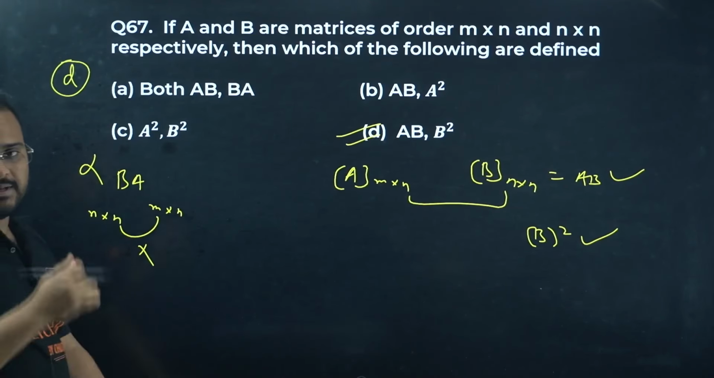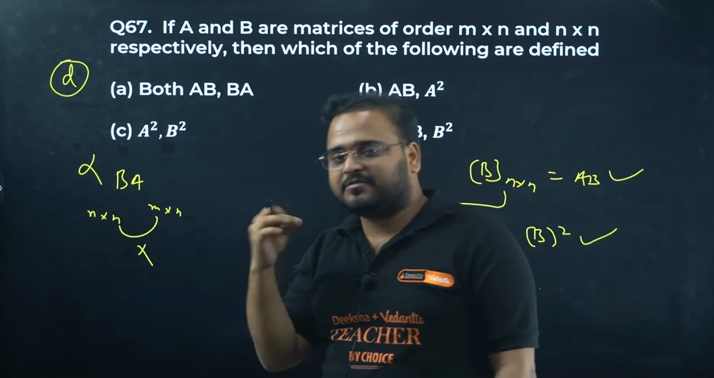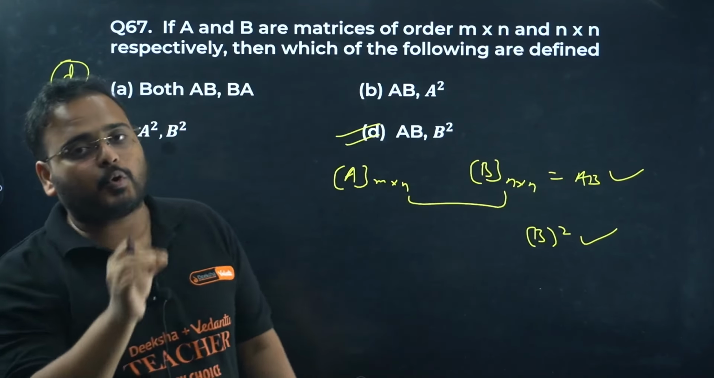Only rule is, when you take a product, the number of columns in the first matrix should be equal to the number of rows in the second matrix.